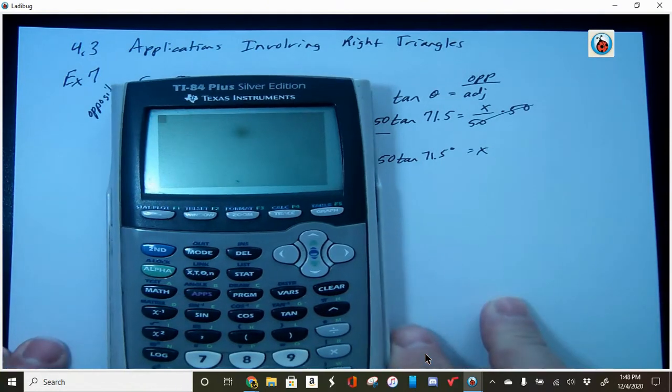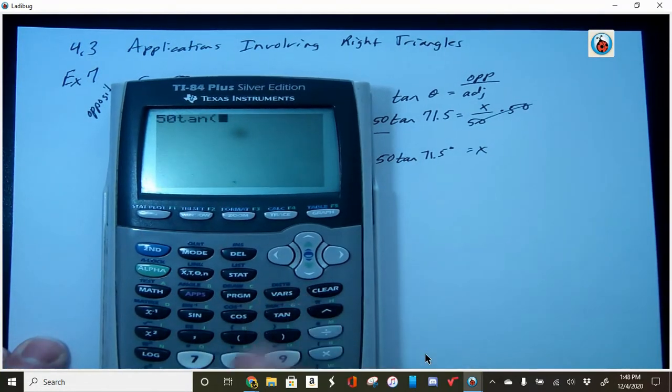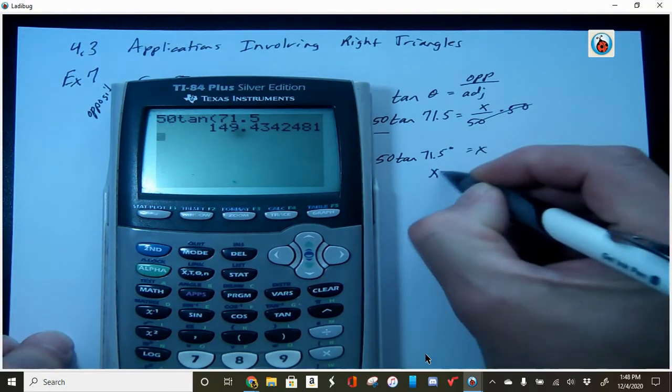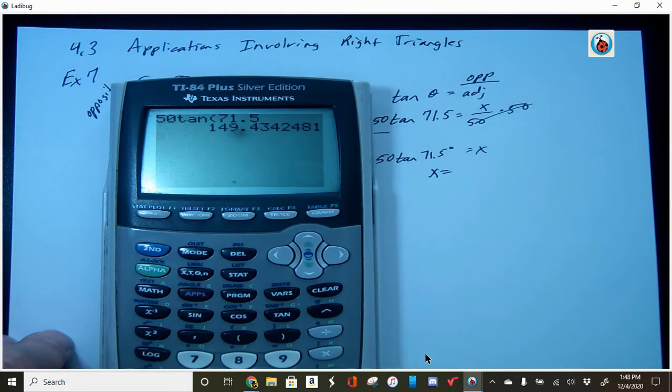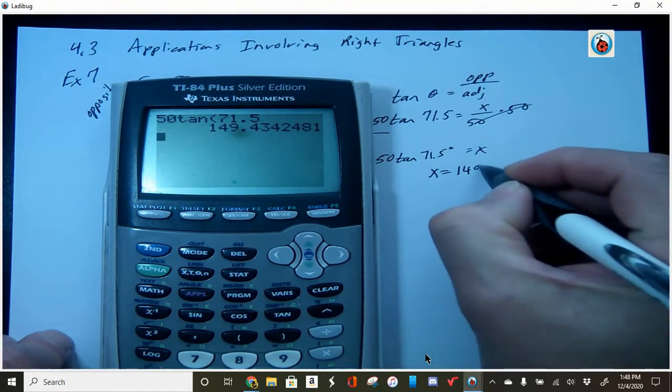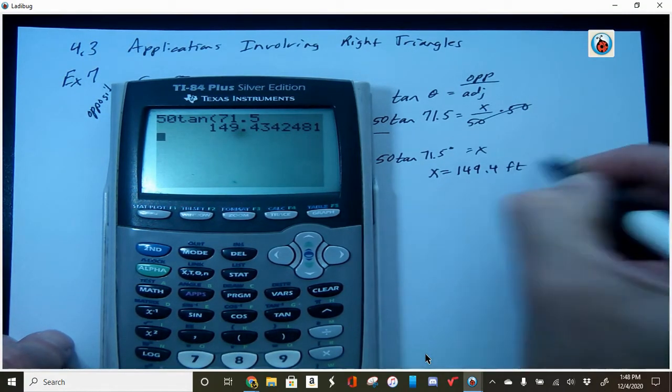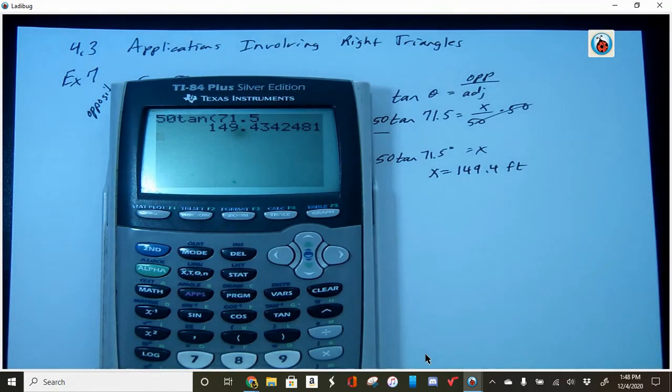And let's type in 50 tangent 71.5. So this is going to tell me that x is going to be equal to, let's go one decimal place, 149.4 feet. So in other words, that tree is 149.4 feet tall.